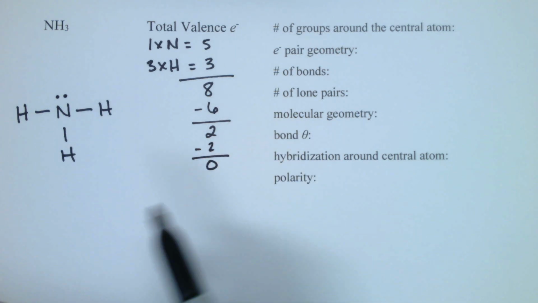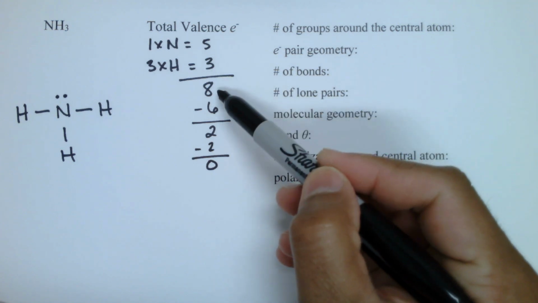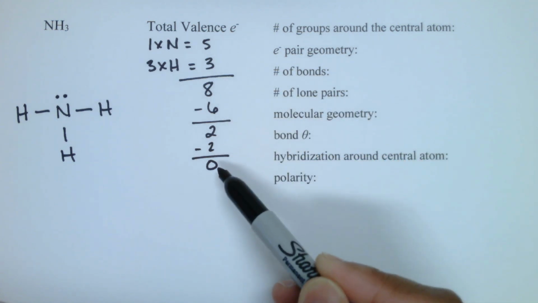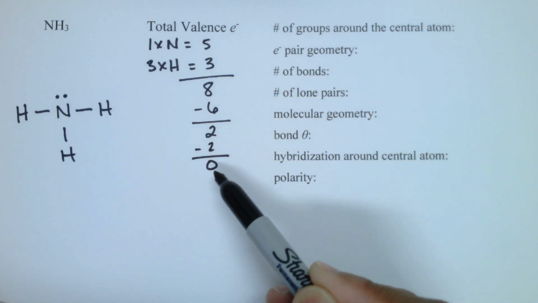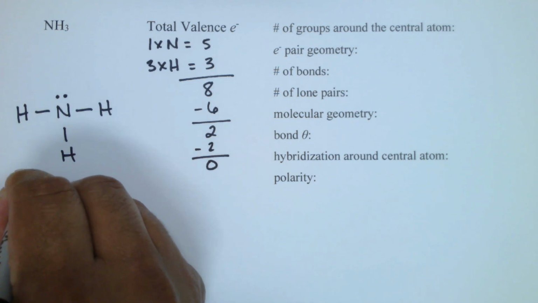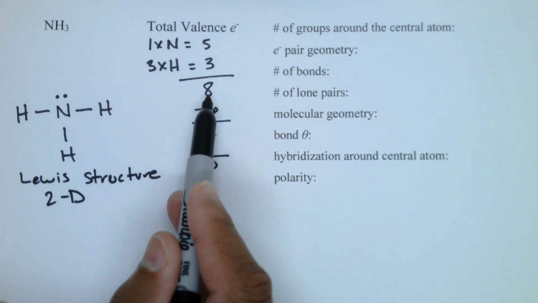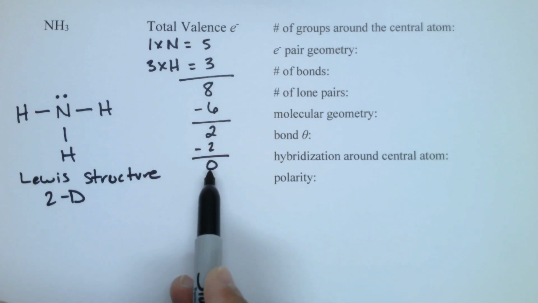And as I've mentioned before, this is the goal. When you're drawing Lewis structures, count the total valence electrons, and you want to end up with 0 here. In other words, when you show the reader the Lewis structure, you want to show them that 2-dimensional representation of the molecule, and you want to show all 8 electrons, so you want this count to be 0.